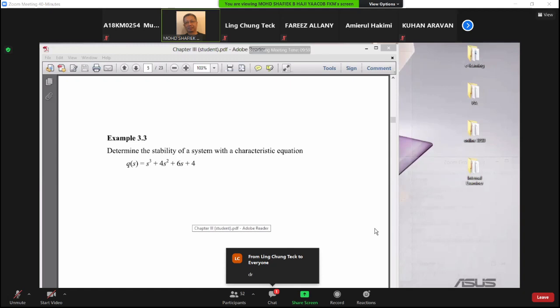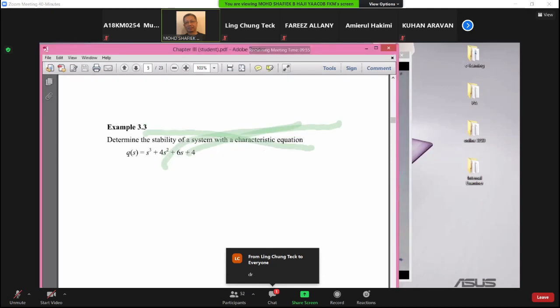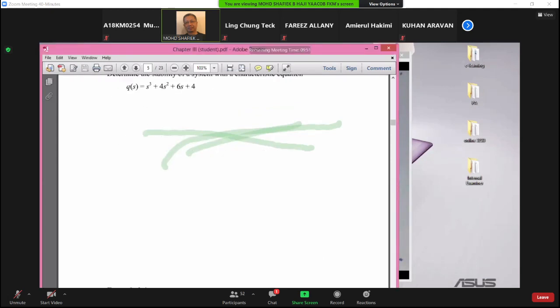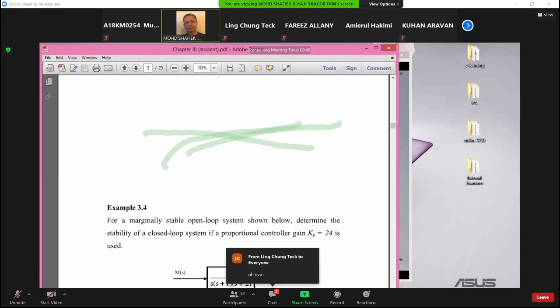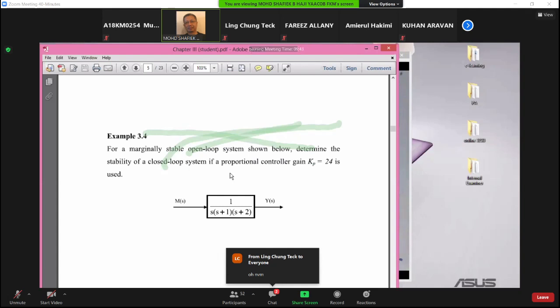Now let's take a look at the next question, 3.4. For a marginally stable open loop system below, determine the stability of the closed loop system if a proportional controller gain Kp equal to 24 is used. Now, it is given that this is an open loop system. It says that the open loop system is marginally stable, because one of the roots is 0.